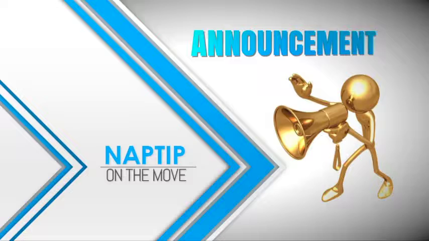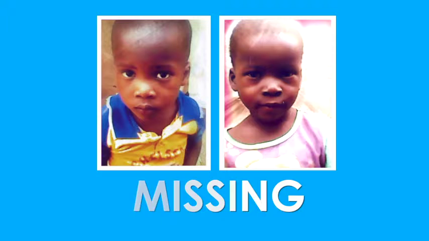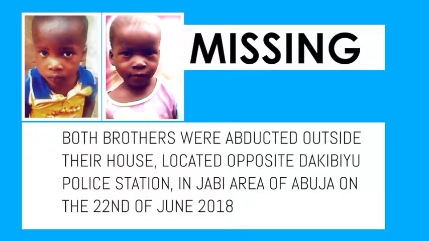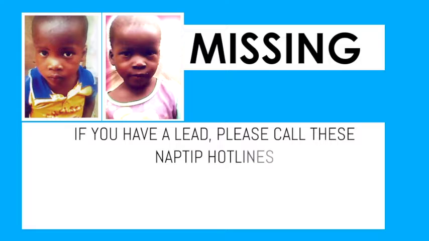The children whose faces you see on your screen are missing. 5-year-old Chibundu Uzo and 4-year-old Victor Uzo are both brothers of the same parents. The two brothers were abducted outside their house, located opposite Dakibiu Police Station in Jabi area of Abuja on the 22nd day of June 2018. If you have a lead, please call these NAPTIP hotlines on your screen.